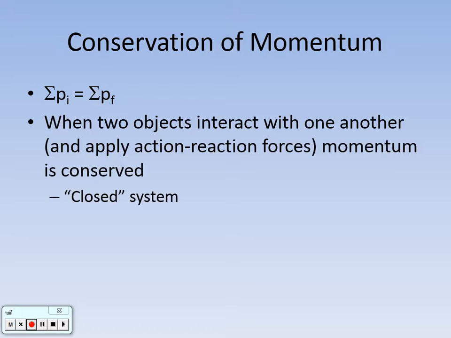So in the case of conservation of momentum, when two objects interact with one another, much like Newton's third law, if we're going to look at conservation of momentum, we have to look at an interaction. We can't just look at one object. We have to look at two or more objects that are interacting with one another. When two objects interact with one another and apply action-reaction forces, momentum is conserved.